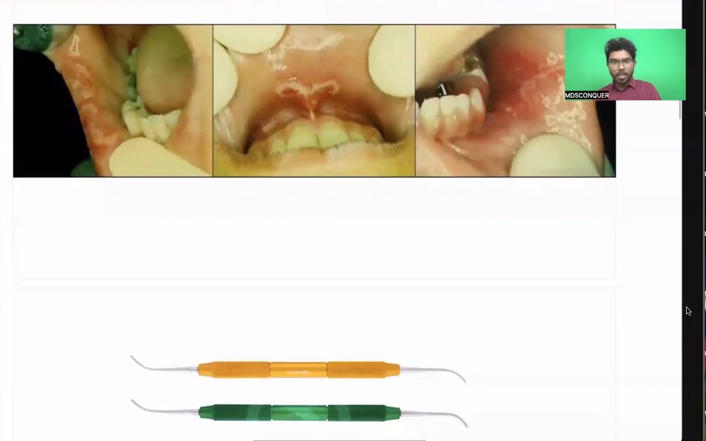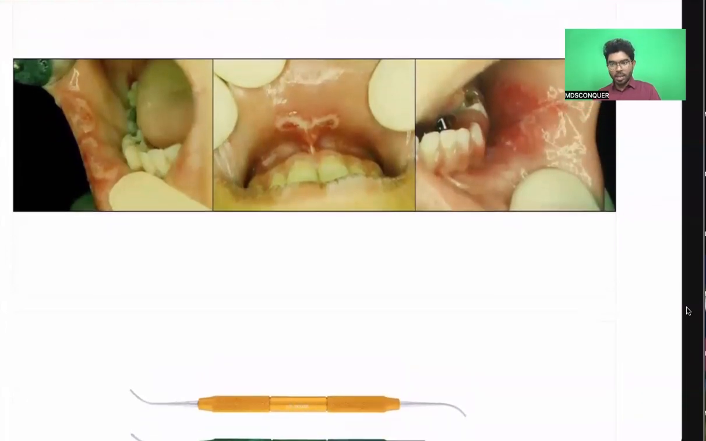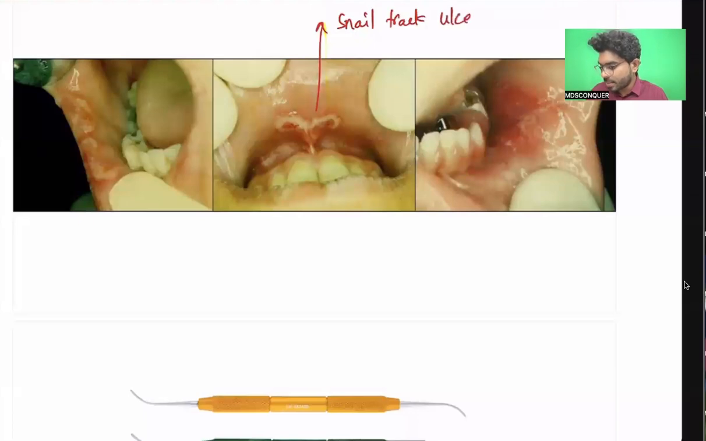Okay. Now, can you tell me what is the diagnosis of this intraoral ulcer? What is the diagnosis? Which stage does it come under? Yes, here the diagnosis is snail track ulcer. Yes, the diagnosis is syphilis. And which stage of syphilis do you see this in? Yes, you see it in secondary syphilis.